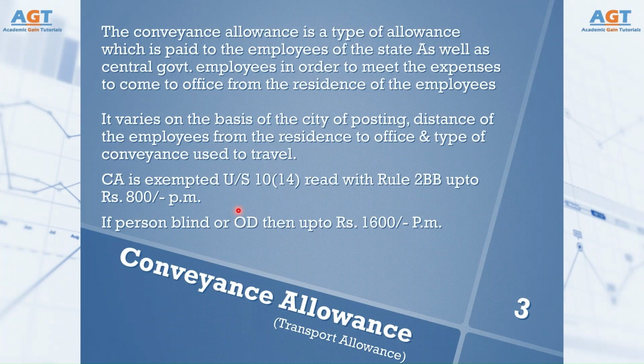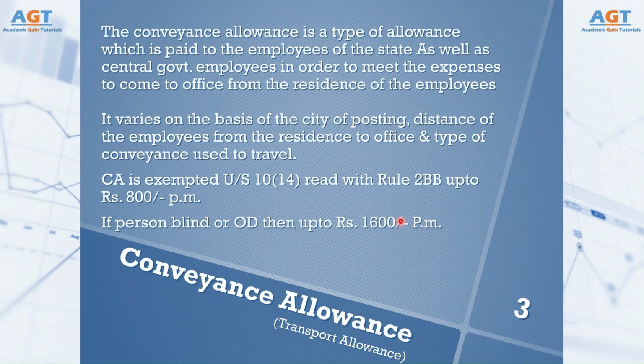Number 3. Conveyance/transport allowance. This allowance helps employees cover their travel from home to the workplace. Amounts may vary based on location or mode of travel. Under Section 10(14) and Rule 2BB, conveyance allowance is exempt up to 800 Indian rupees per month, or 1,600 Indian rupees for blind or orthopedically disabled employees.